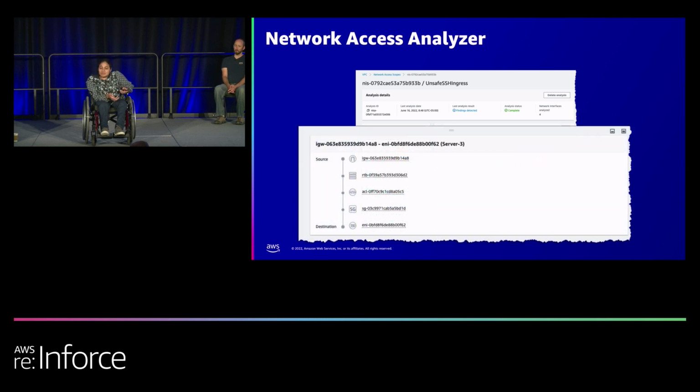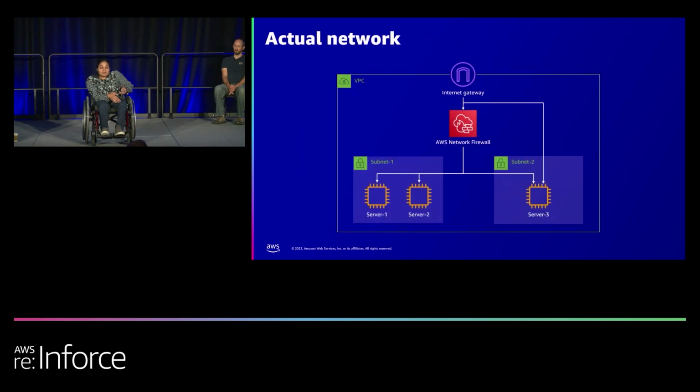So pulling up the details on this path, we can actually see what went wrong here. From the internet gateway, through the route table, the access control list, the security group, and finally the network interface. Clearly, there is no firewall along this path. And if we hover around the network interface, we see what it's connected to. In this case, it's server 3 in subnet 2. So this is what our actual network looks like. The SSH traffic from the internet gateway to server 3 is routed around the firewall instead of through it, and our universal statement doesn't hold.